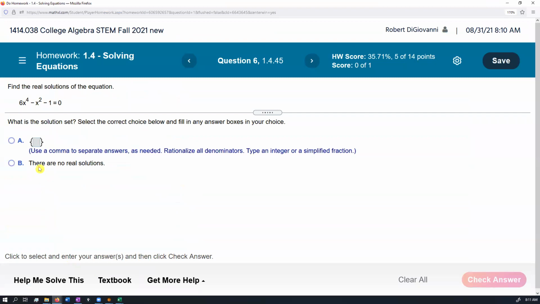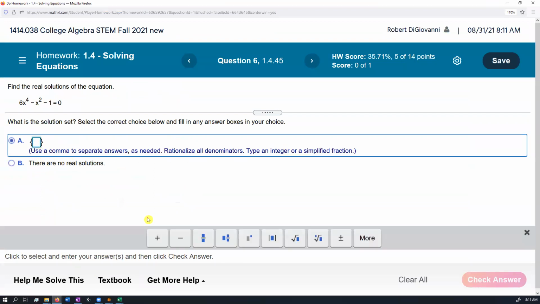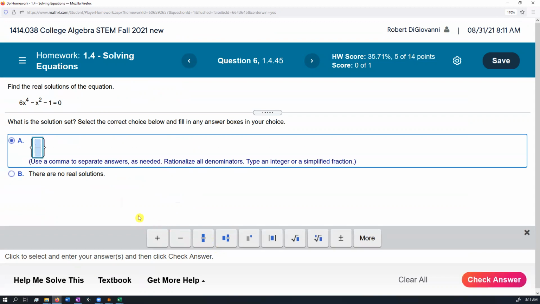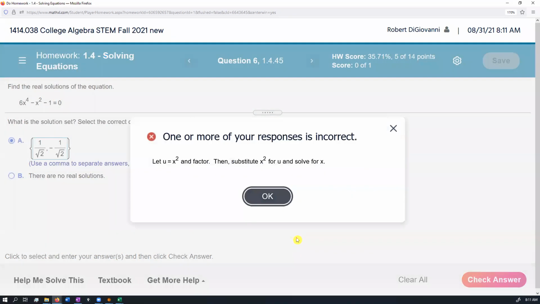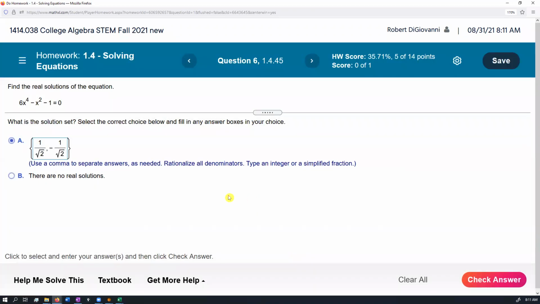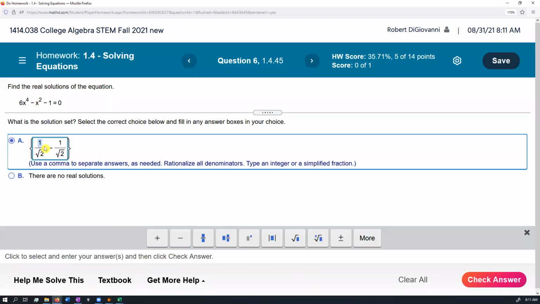Okay, so it wants us to separate our answers. We have 2 answers. So one of our answers is a fraction. It's 1 over the square root of 2, and then comma. The other answer is negative fraction 1 over square root of 2. Let's see if it takes that. Come on. Okay, so maybe they want you to rationalize.